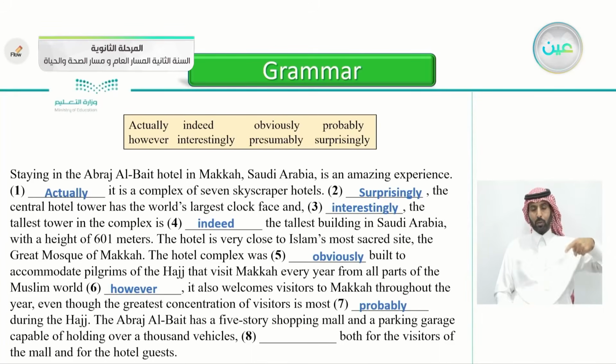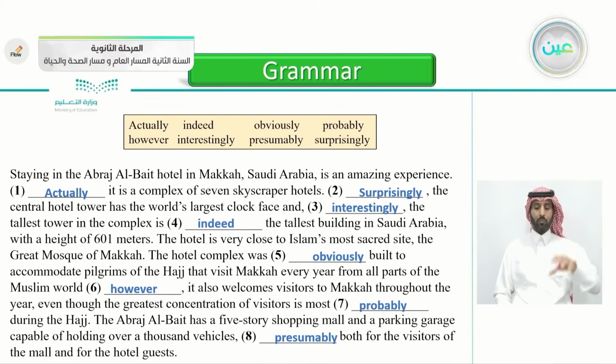The Abraj Al Bayt has a 5-story shopping mall and a parking garage capable of holding over 1,000 vehicles. Number 8, both for the visitors of the mall and for the hotel guests. So can you guess what number 8 is? We have 1 remaining. Very good. Presumably both for the visitors of the mall and for the hotel guests.